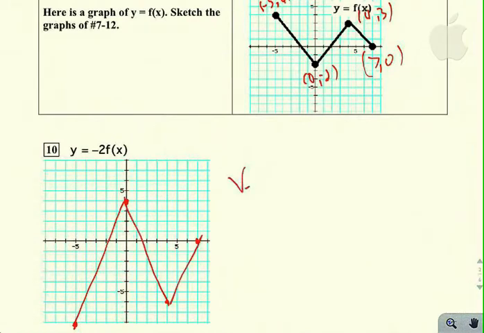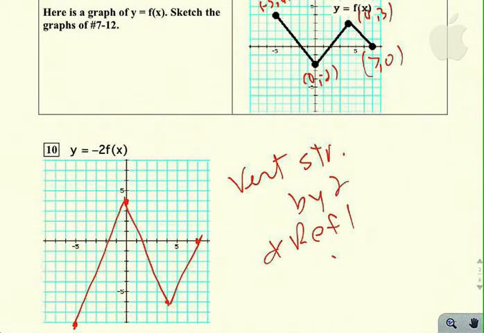Here we got a vertical stretch by 2 and a reflection around the x-axis.